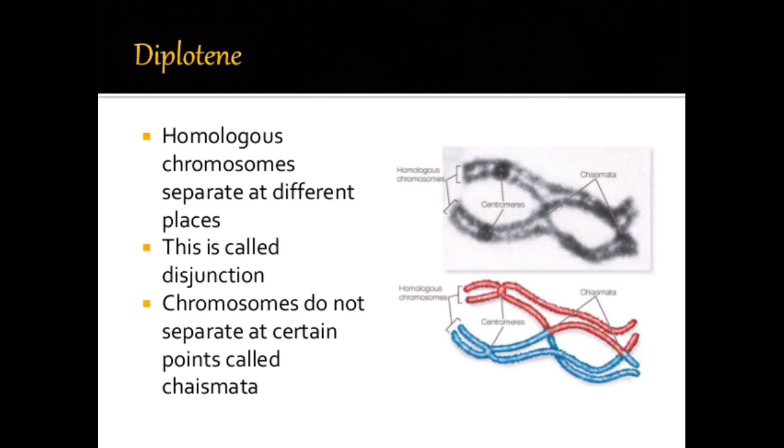Diplotene. Homologous chromosomes separate at different places. This is called disjunction. Chromosomes do not separate at certain points called chiasmata.